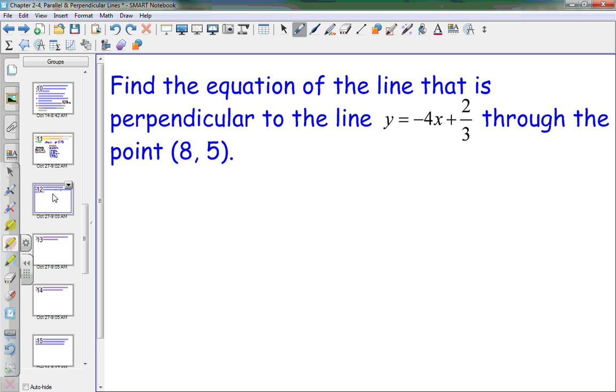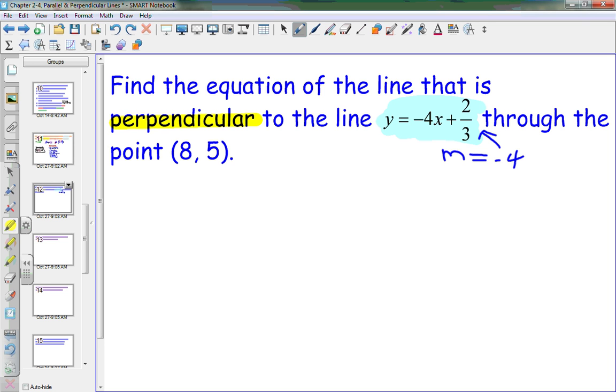Okay? Next, find the equation of the line that is perpendicular to the line y equals -4x plus 2/3 through the point 8,5. So what do I do? Find your slope. Take the first equation, which is right here, and solve it for y. Is it solved? Yes, it is. So my slope of this equation is going to be -4. Agree?